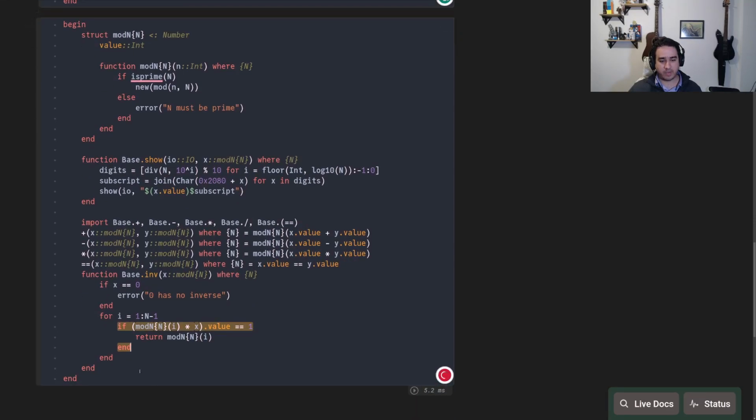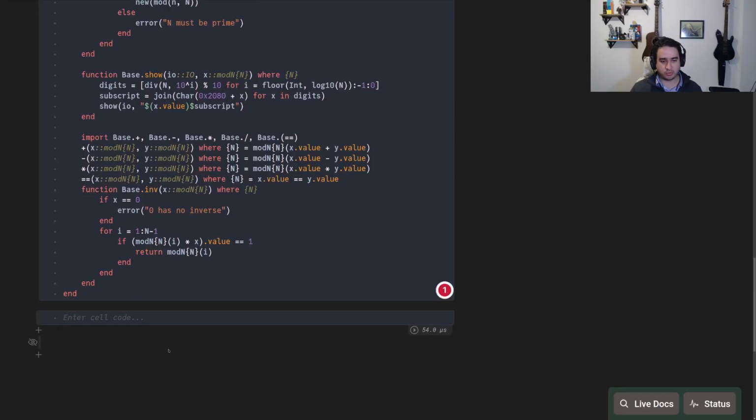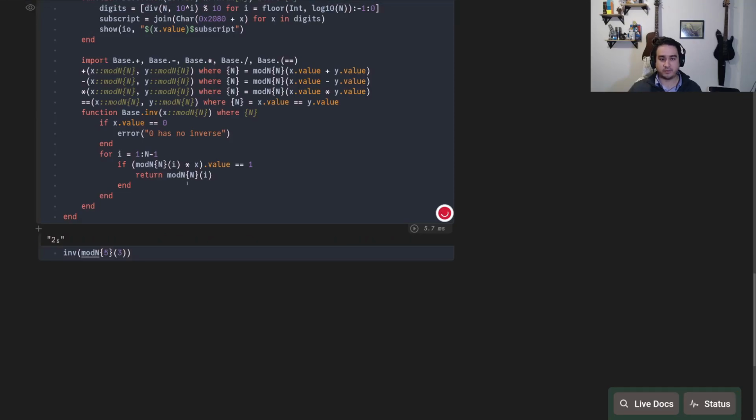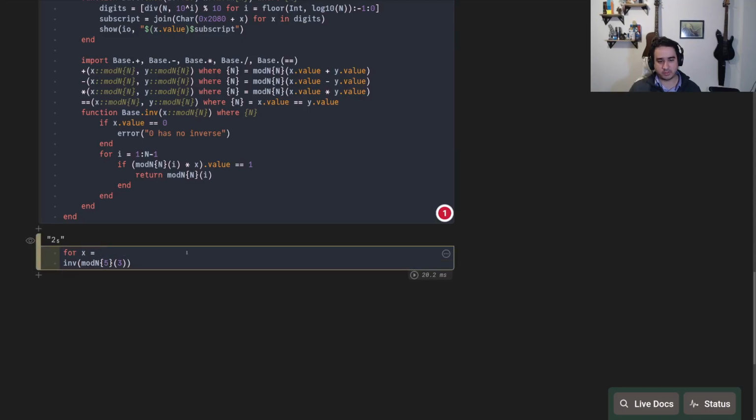Okay, it compiled apparently, so here we should try the inverse of mod 3. Here I just noticed that if x is 0, it doesn't make sense. It has to be x dot value. So the value is 0, no, so it works. So for mod 5, the inverse of 3 is 2, and we can actually do it for all numbers.